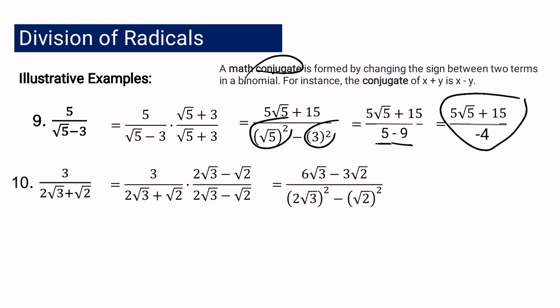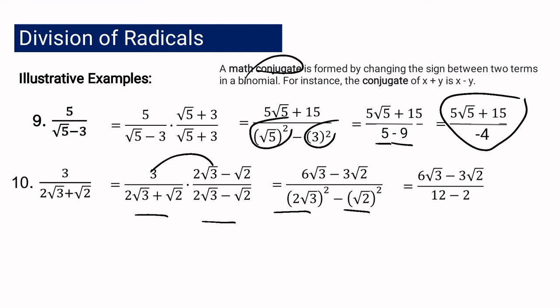Let us simplify. Again, we are going to have distributive property here. 3 times 2 square root of 3, that is 6 square root of 3. And 3 times square root of 2, that is 3 square root of 2. In the same manner, yung ating denominator, this is sum and difference of two binomial. And the rule is square the first term minus square the last term. Again, you are just going to copy our denominator.